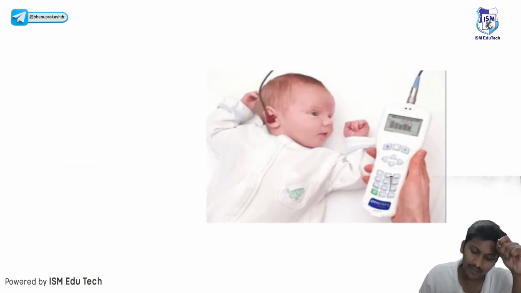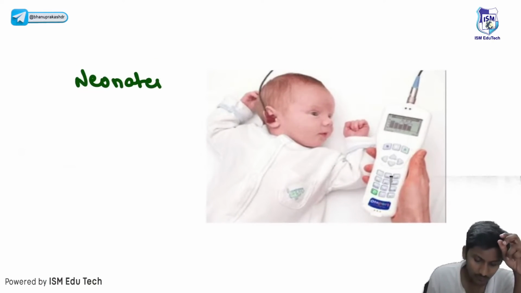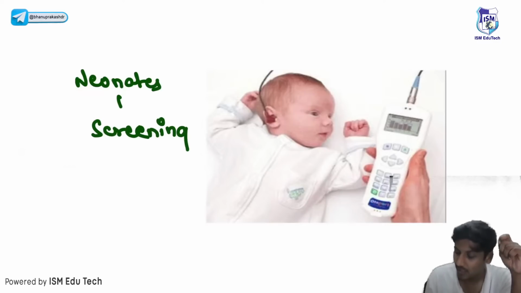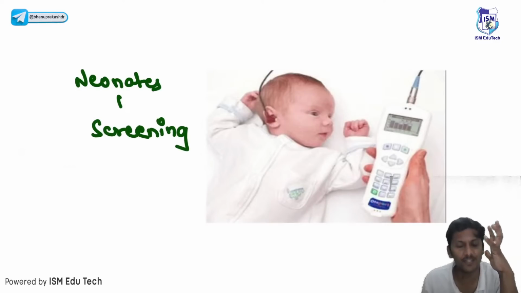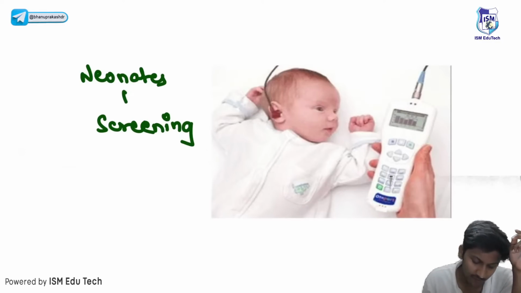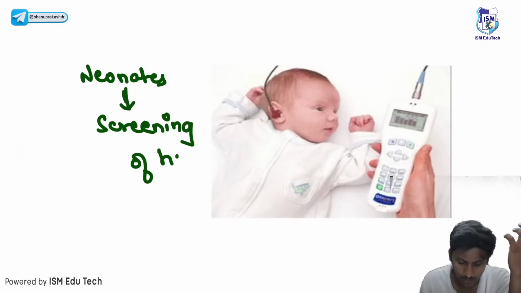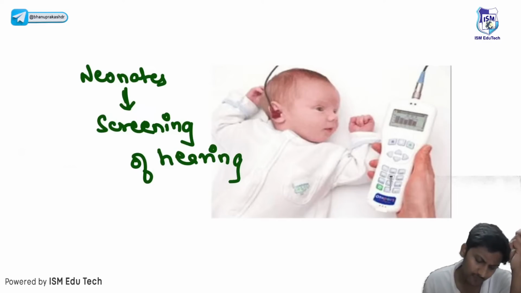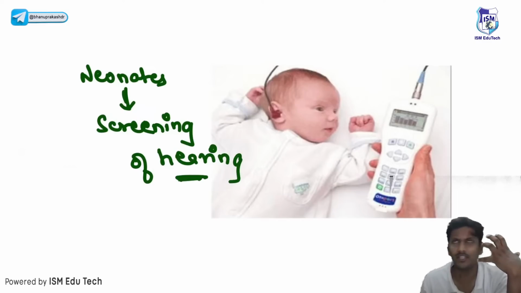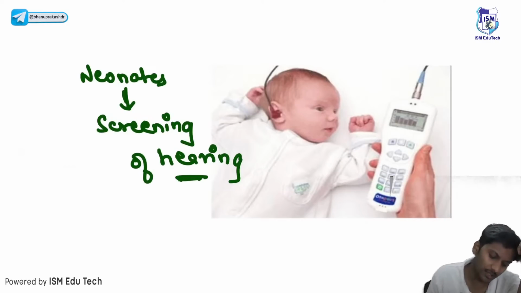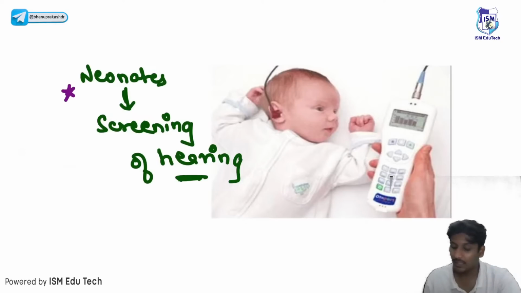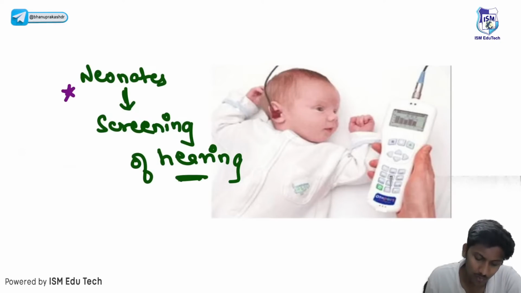Whereas if I talk about the next investigation, which is normally used in neonates for screening of hearing, that means whether a neonate is able to hear or not, because this has to be done in every neonate, every child who is born, we need to check if he is able to hear normally or not. So for screening of hearing in a normal neonate, if he is not high risk, if he is not admitted in the NICU, or if he is not suffering from meningitis, in all other normal neonates, the hearing screening investigation of choice is OAE.